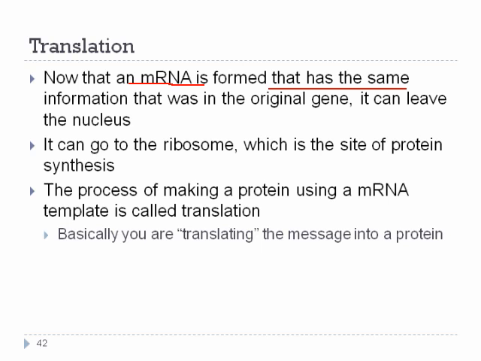So now that that mRNA is formed, and it has that same information that was in the original gene, it can leave the nucleus. That nuclear membrane has pores, and that mRNA can go out those pores and leave the nucleus. And it can go to the ribosome, which is the site of protein synthesis. It can either go to free ribosomes in the cytoplasm or to a ribosome that's on rough ER. We can take that information that's in that RNA and turn it into a protein, and that's called translation because you're translating the message into a protein.